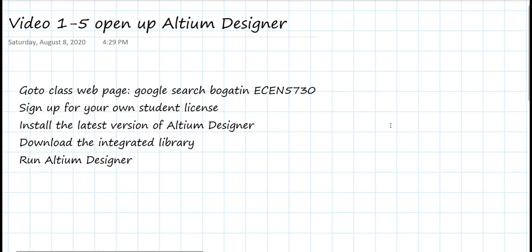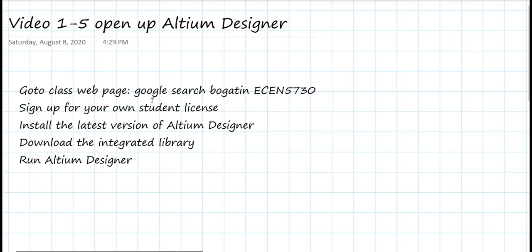In this video, I'm going to walk you through getting started with Altium Designer and bringing it up for the first time. To do that, you're going to need to sign up for your student license, download the latest version of Altium Designer, download an integrated library that we've prepared for you, and then run Altium Designer.